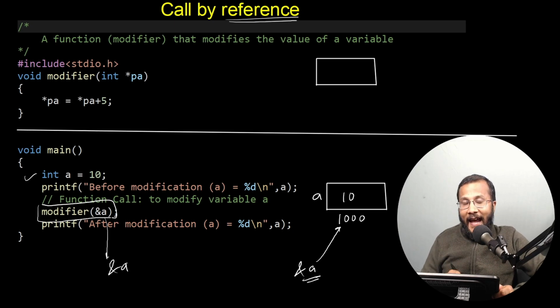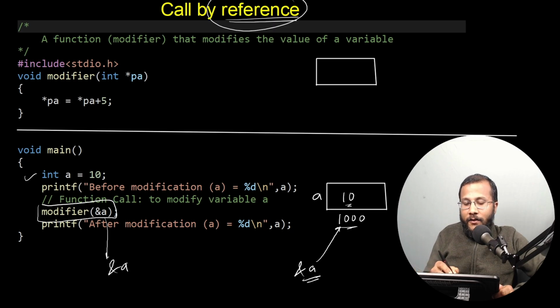So I'm passing the address. Address is sometimes referred to as reference. So this is call by reference. I'm passing the address of the variable a and not the value. Okay, I'm not sending the content 10, rather I'm sending the address itself.